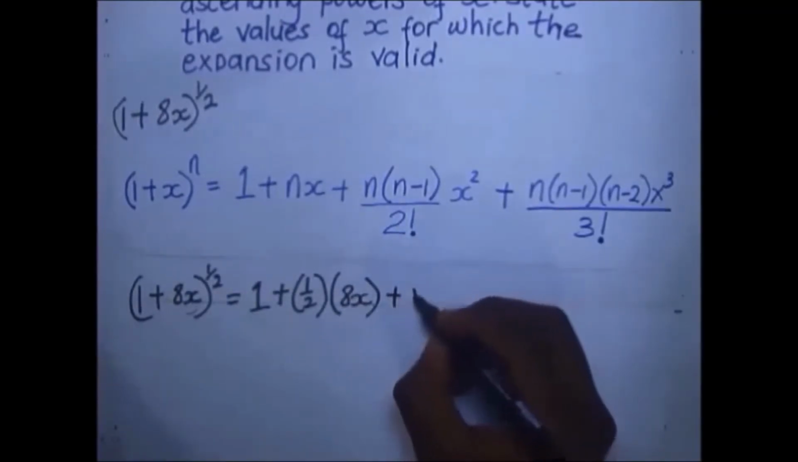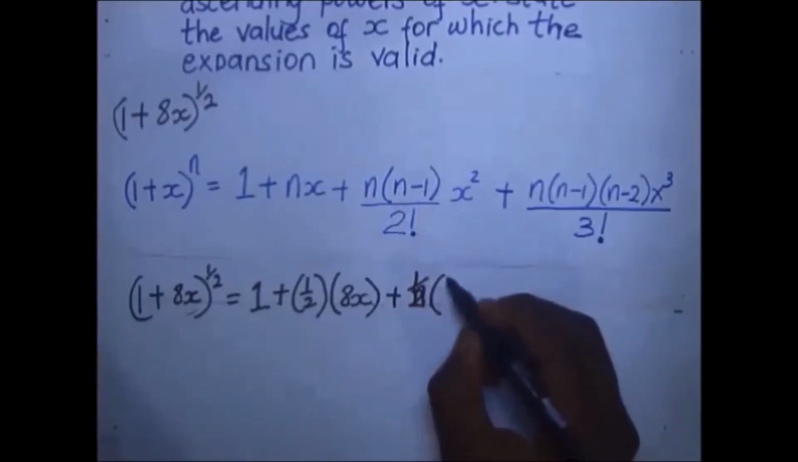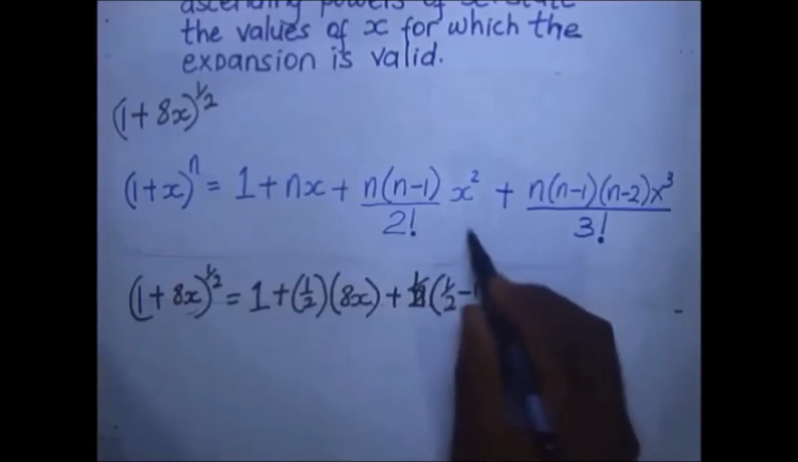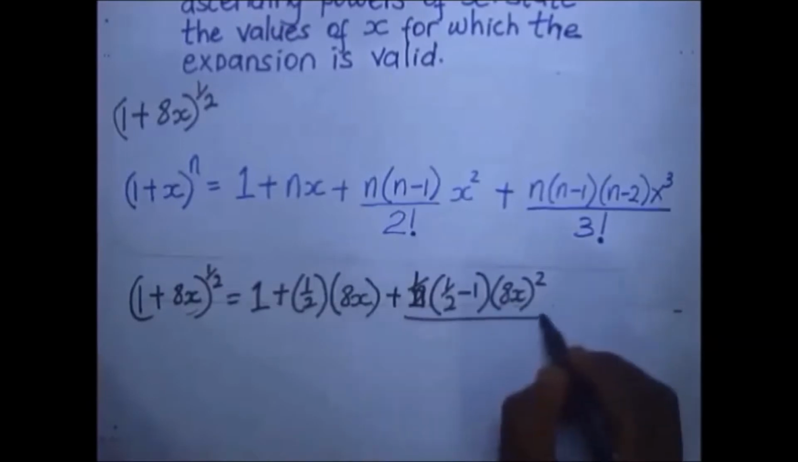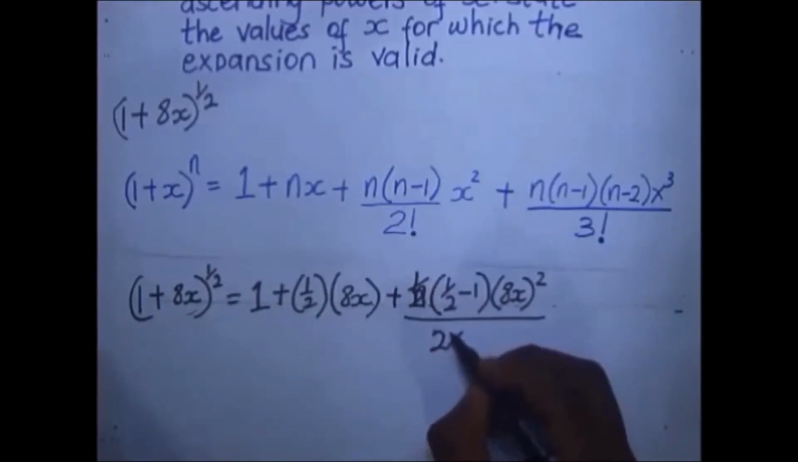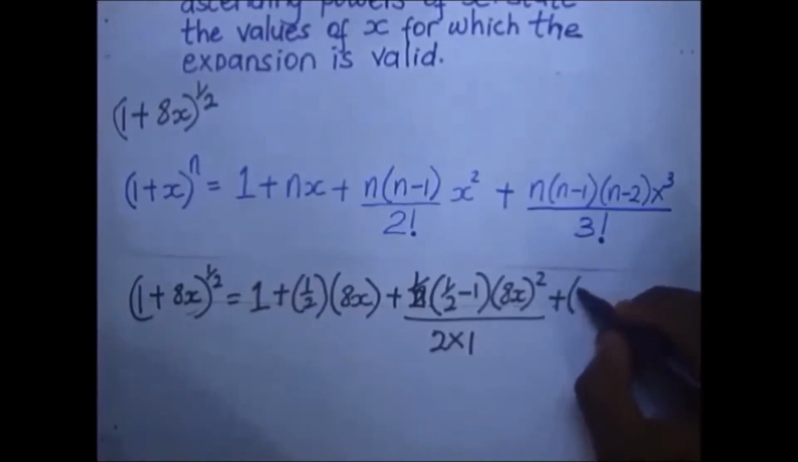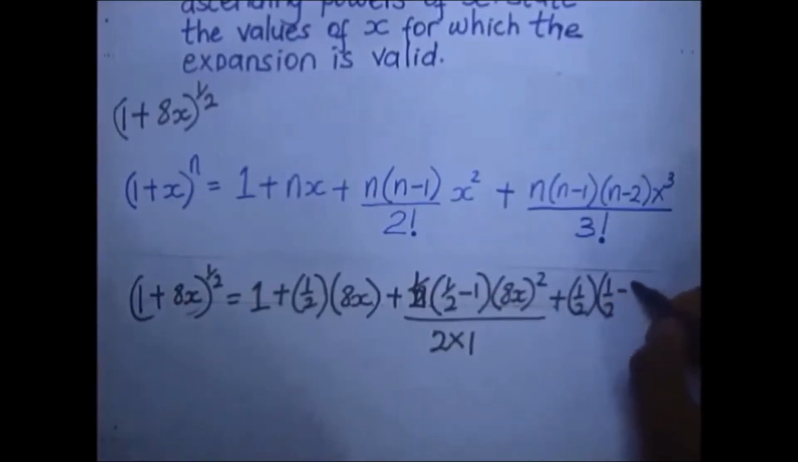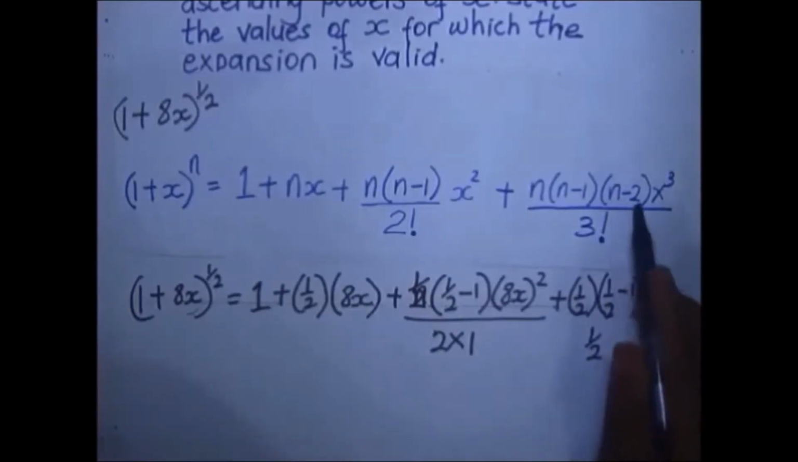8x plus n. What is n? It is a half into a half minus 1 times 8x squared over, what is 2 factorial? That is 2 times 1 plus, that's the value of n. That is a half times a half minus 1 into a half minus 2 times x.